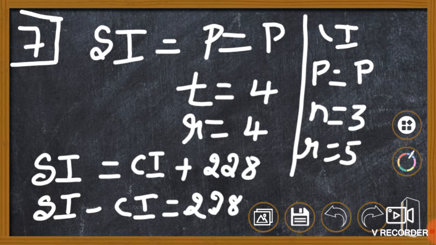We have to solve this problem in 3 different steps. In the first step, let us calculate simple interest in terms of P with T as 4 years and R as 4%. In the second step, calculate the compound interest by considering P as P, N as 3 years and R, the rate of interest, as 5%, and calculate the difference between simple interest and compound interest. Equate the difference to the given value 228. Hence, we can find the sum P, the principal amount. Move to the first step.